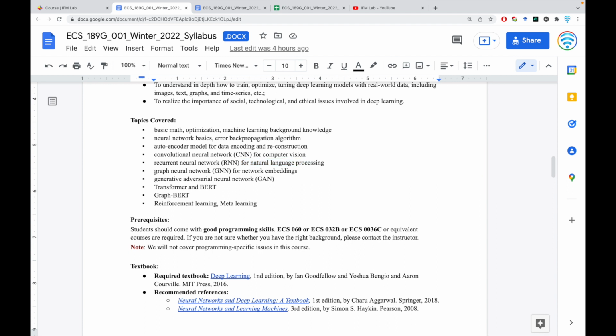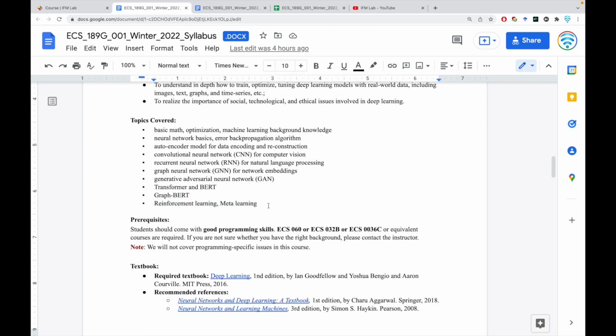Later on, we'll talk about the latest models, graph neural nets, or the GNN. It can be used for the embeddings of graphs and networks, which is very powerful as well. These are the basic models: the CNN, the RNN, and the GNN. Besides them, we also talk about some more advanced models, like the GAN, the transformer, BERT, and graph BERT. If time allows, we also introduce some more advanced topics like reinforcement learning and meta learning, and how to incorporate them into deep learning problems and models.